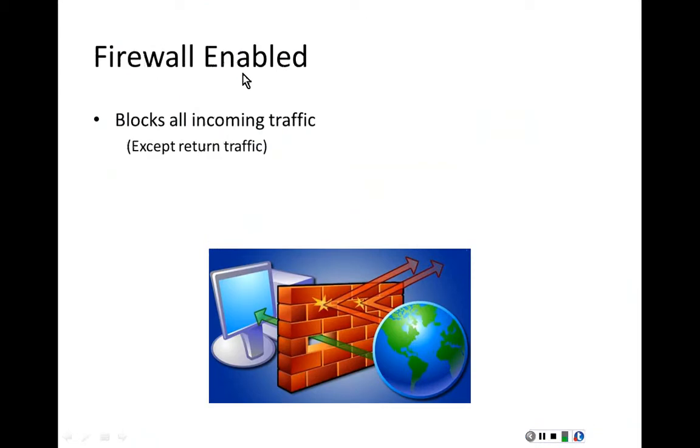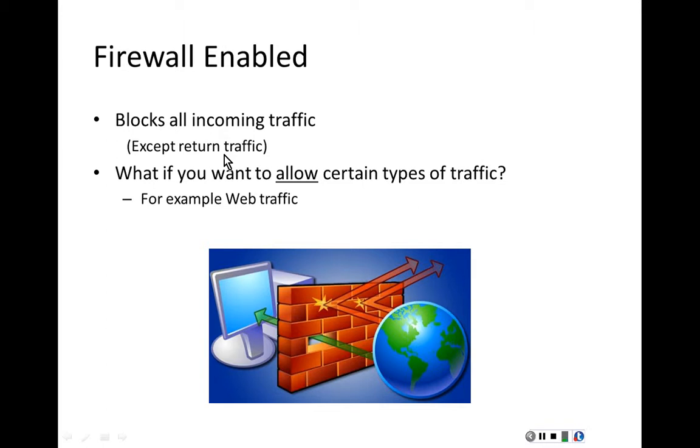When the firewall is enabled, then that will block all incoming internet traffic except return traffic. The reason we have the firewall is so nobody can come into our network, nobody can come into our server and access our confidential data. But what accept return traffic means is that if a user wants to download a file from a website, then that traffic will be allowed. When a firewall is basically enabled, it blocks all incoming traffic except return traffic.